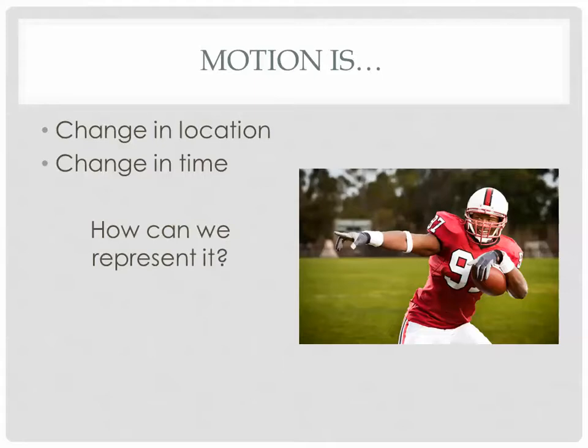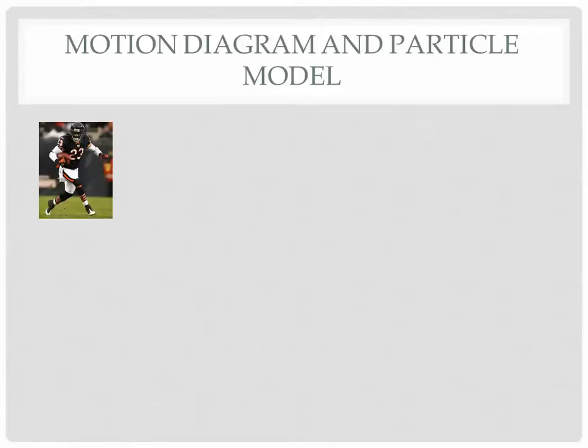Now the question is, how can we represent this motion so that we can explain it to other people without having to show them a video? Well, there are two ways to show motion. One that's just an introductory idea, which is the motion diagram, and then the model that we'll be using in physics, the particle model. So one way that I could illustrate this motion to someone who wasn't watching the video is I could take pictures. And in the first picture, Devin Hester would be at the 35-yard line, like we saw.